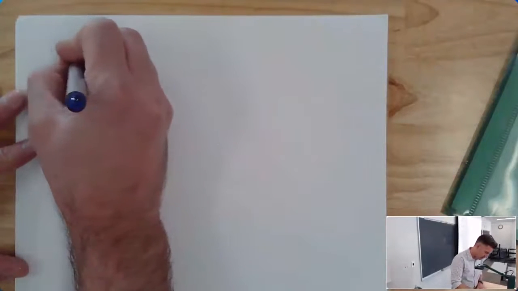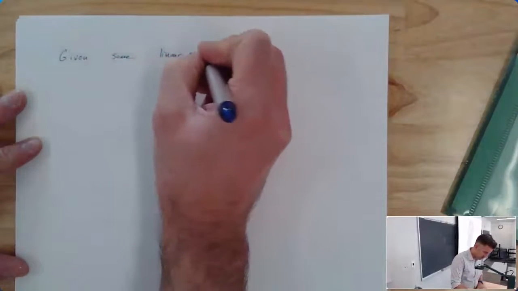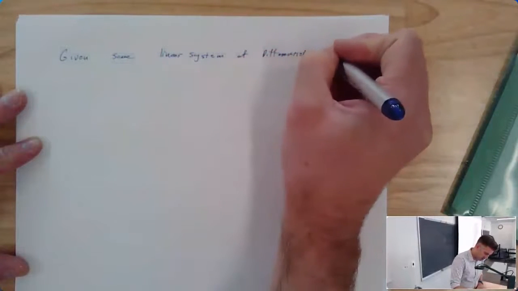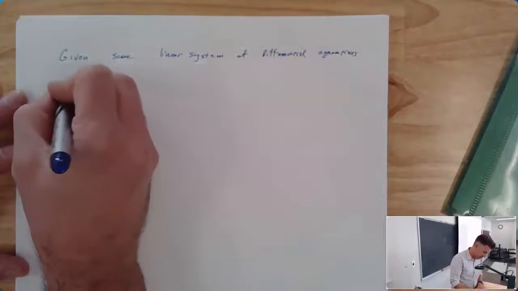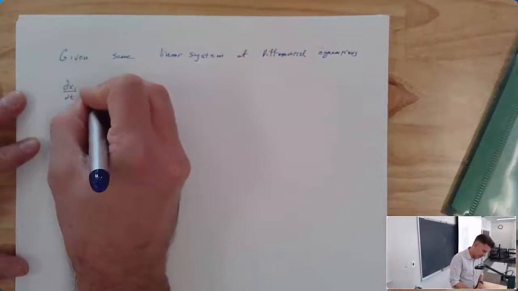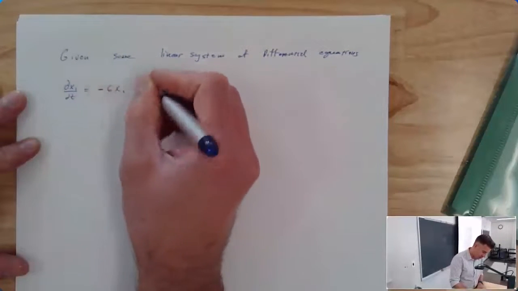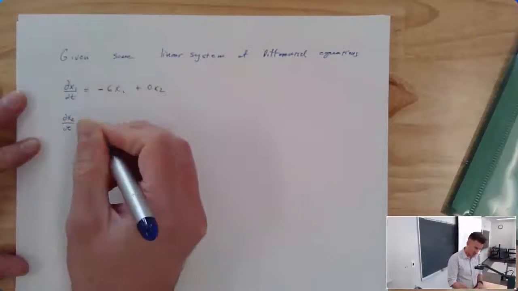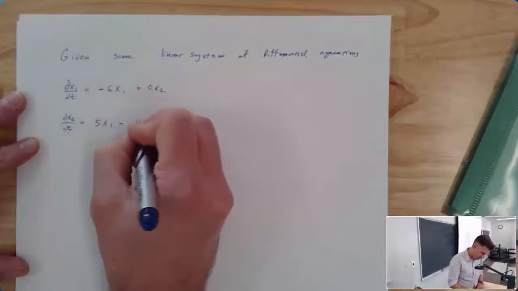So let's say we're given some linear system of differential equations. And you can think of it very specifically as something like dx1/dt equal to, let's say, -6 x1 plus 0 x2, and dx2/dt equal to 5 x1 minus 4 x2.